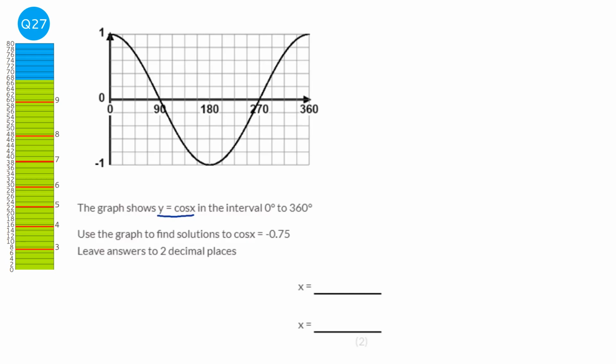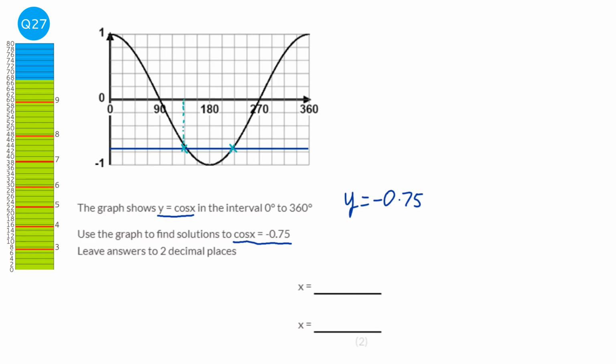Okay, so we're given the fact that this is a graph of y equals cos x, but it also says that we're looking for solutions for cos x equals minus 3/4. So if you look at those two things, you'll realise that y equals minus 0.75. And if we plot that on our graph, and it's a bit of an estimate, it doesn't have to be perfect, you can see that there's 2 points which it crosses the graph.